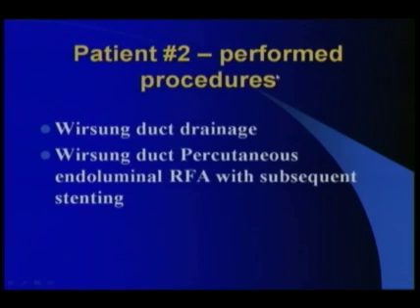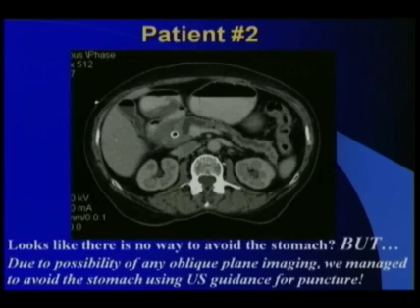So what kind of procedures were performed to this patient? First of all, we drained the Wirsung duct, and after this, Wirsung duct percutaneous endoluminal RFA and stenting has been performed. This is the CT image. We see here the oral contrast which enabled us to exclude the duodenal obstruction.